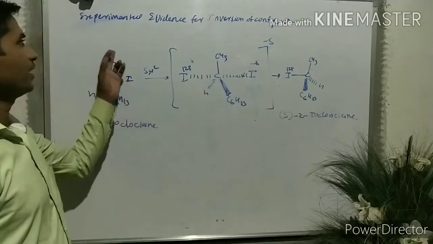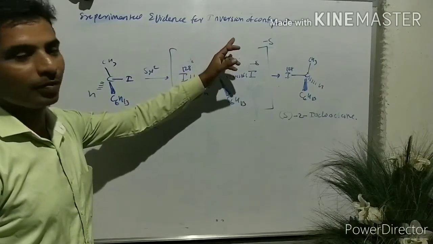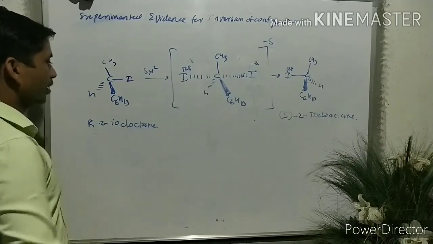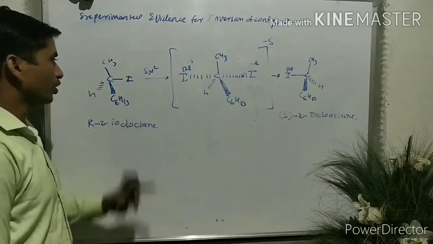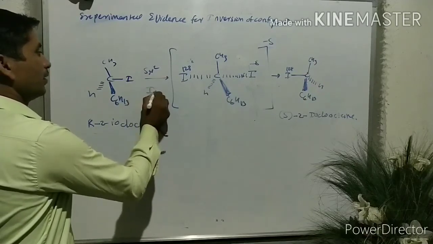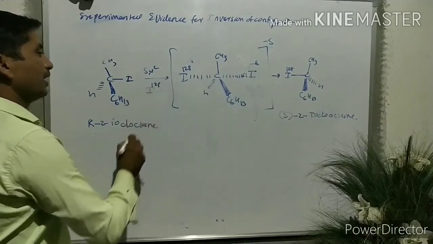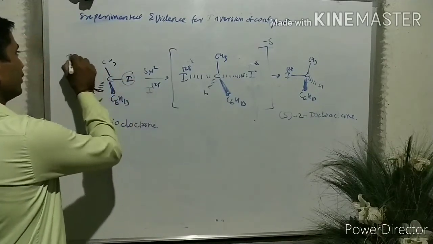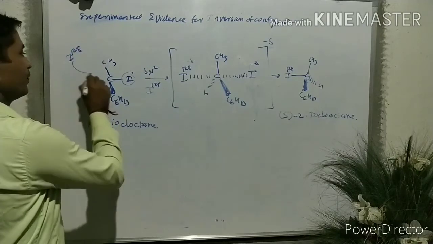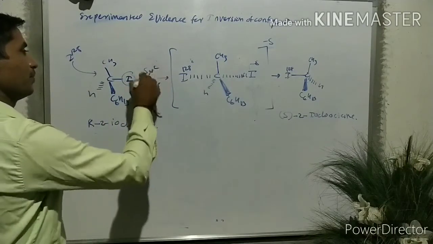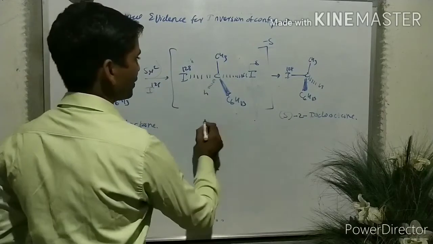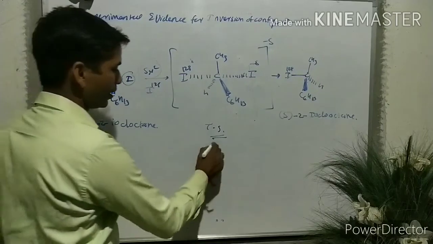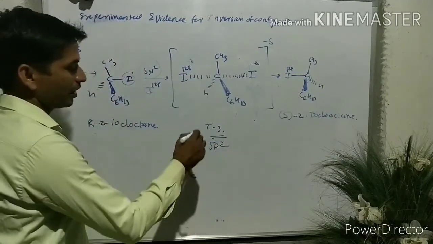Let's take another example which proves that there is an inversion of configuration in the SN2 reaction. If we react R 2-iodooctane with iodine-128, that is an isotope of iodine, there is an attack of iodide-128 from the backside in the case of an SN2 reaction. There is a formation of a transition state. This is a five-membered transition state, and there is a change in hybridization.